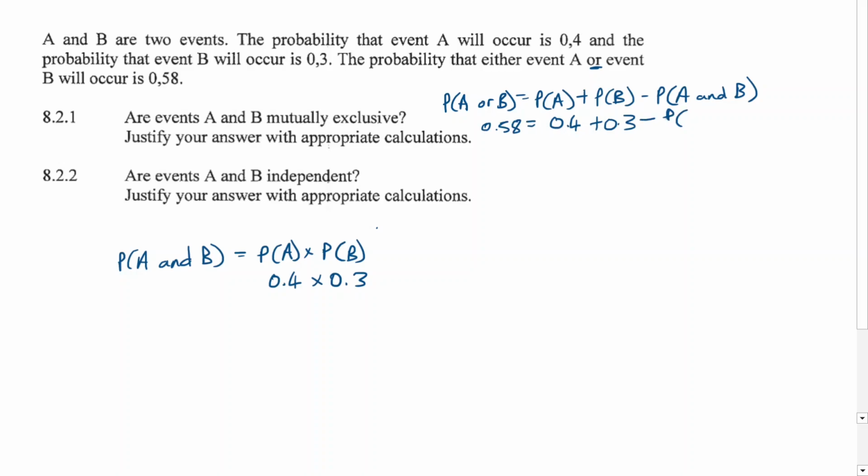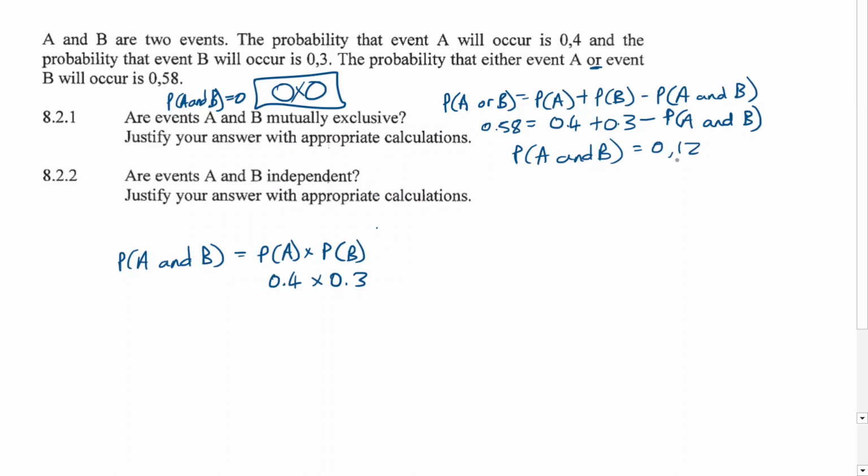Are they mutually exclusive? Now, if they're mutually exclusive, visually, you would have had a Venn diagram that looks like this. And understanding-wise, if they're mutually exclusive, there is no overlap. So the probability of A and B, the overlap, should be 0 for them to be mutually exclusive. So from the formula I've started filling in, I'm going to take the probability of A and B across so that it's positive. And if I bring everything else across, I get 0.12. That means there is an AND. That means there is an overlap.